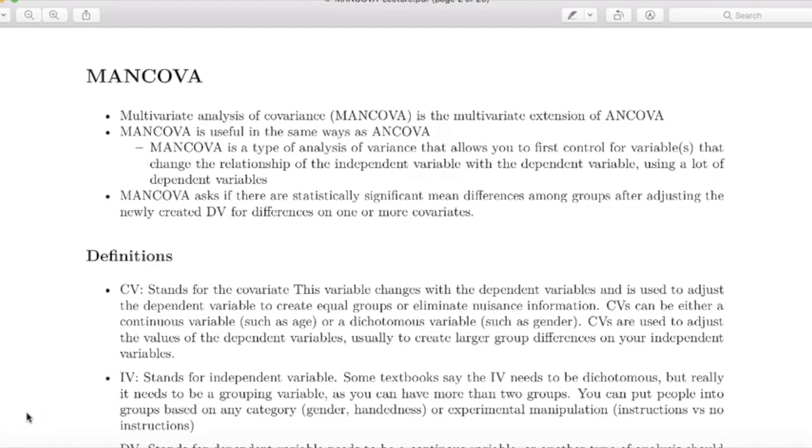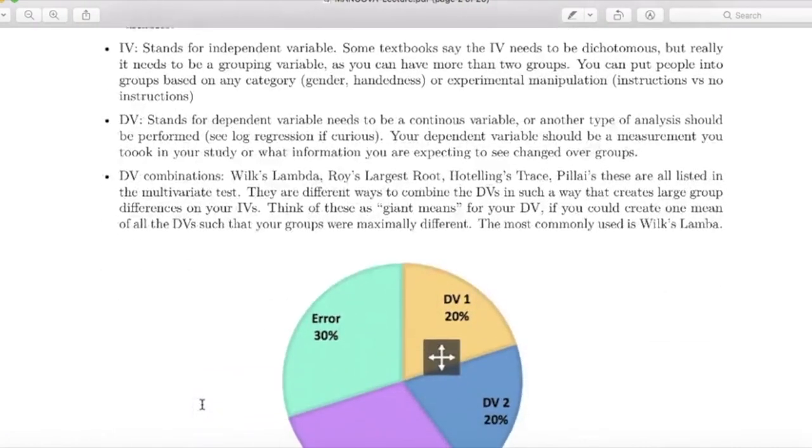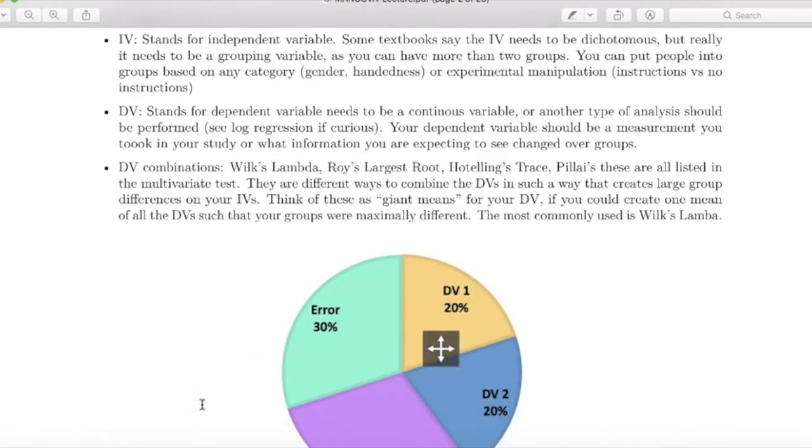IV is going to stand for independent variable. Some of the older textbooks will say it just has to be a dichotomous variable. Really what they mean is it needs to be a grouping variable, because you can have more than two groups. The DV definitely needs to be a continuous variable. If it's not continuous, you're probably better off doing either logistic regression or discriminant analysis.